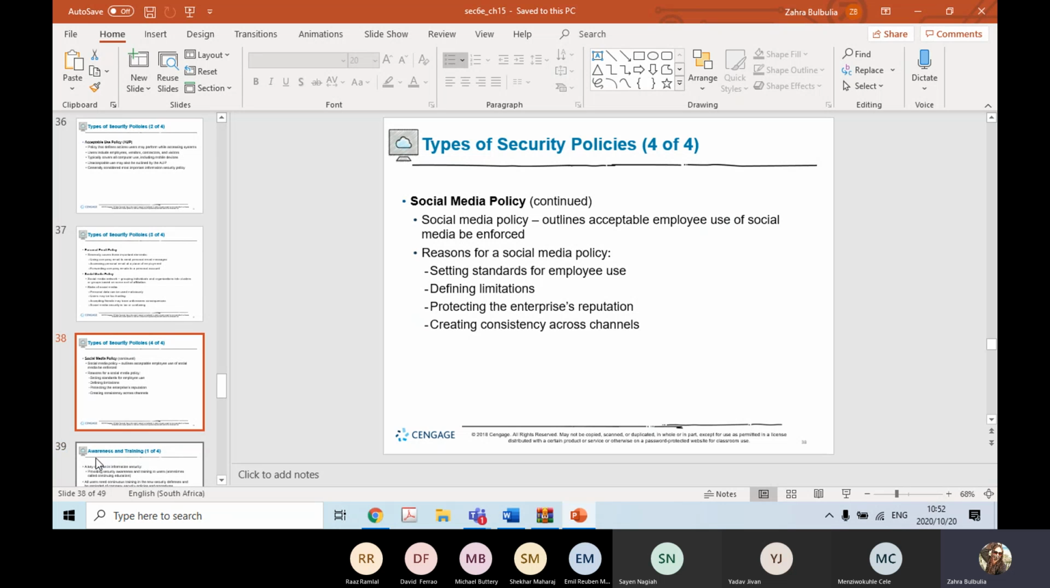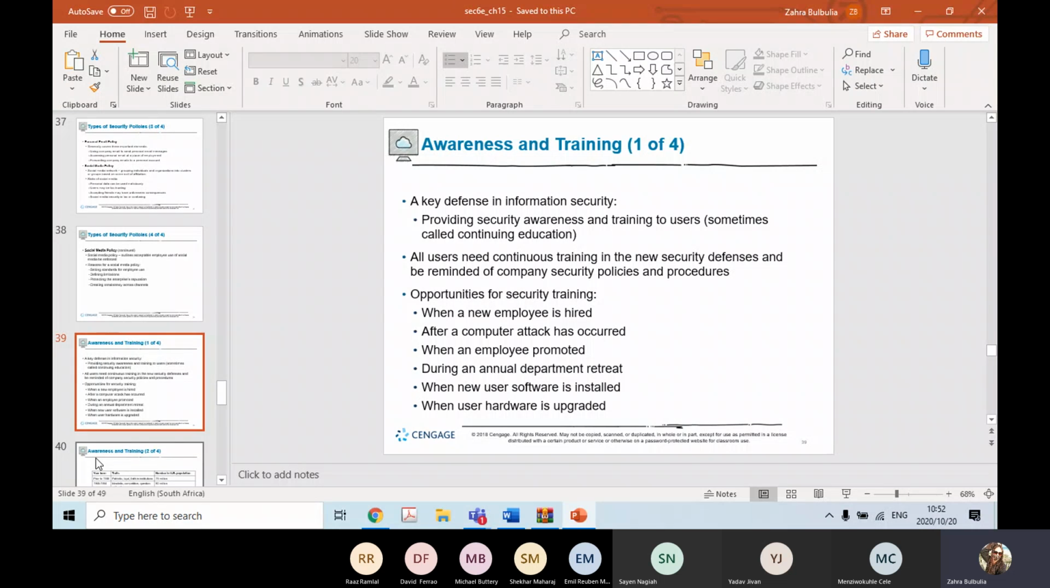So yeah, again, social media: the policy would outline whether it's accepted for you to use it or not. As I say, a lot of this would depend on your company.